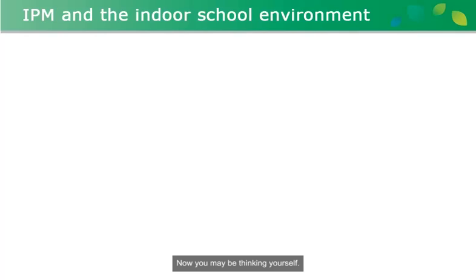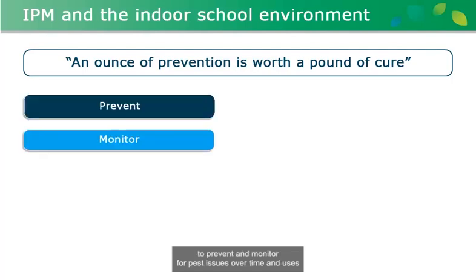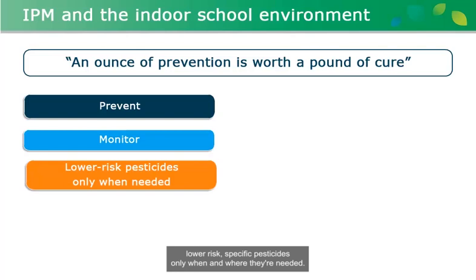Now, you may be thinking to yourself, I don't do pest management. But, as the old saying goes, an ounce of prevention is worth a pound of cure. Anytime you clean and organize, you're participating in the most important part of a pest management approach called Integrated Pest Management, or IPM. IPM uses multiple methods to prevent and monitor for pest issues over time, and uses lower risk specific pesticides only when and where they are needed.